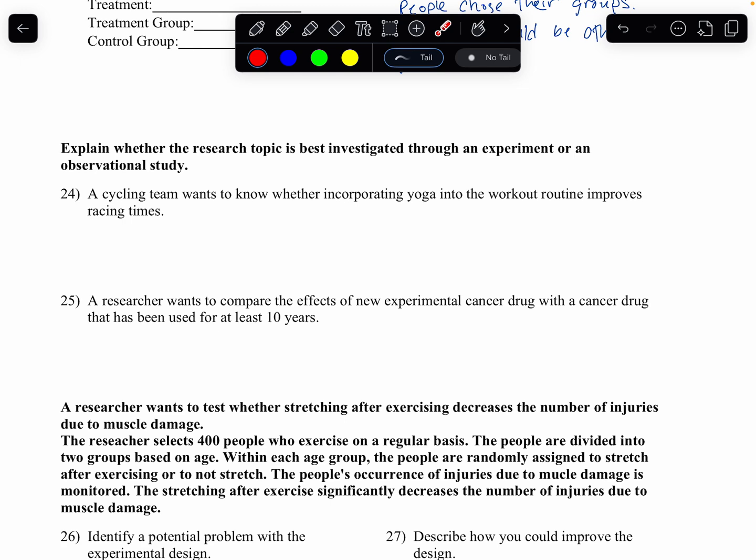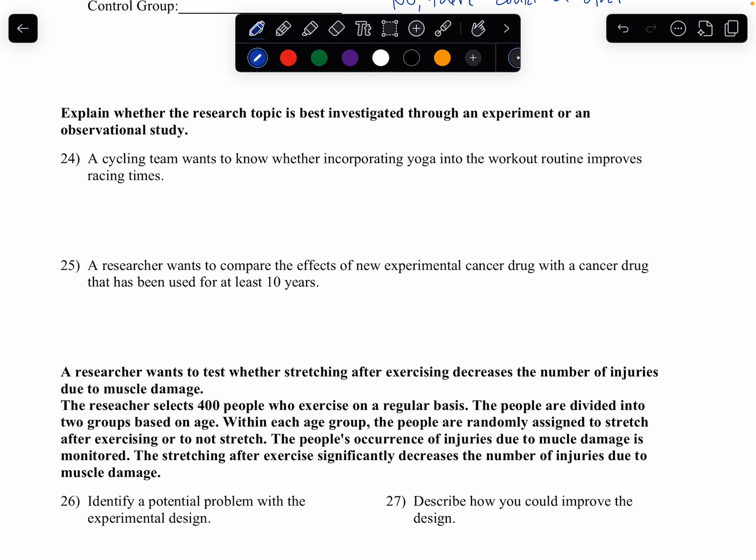Explain whether the research topic is best investigated through an experiment or an observational study. A cycling team wants to know whether incorporating yoga into the workout routine improves racing times. Let's see, probably experiment. I don't see any reason why that wouldn't be the best.